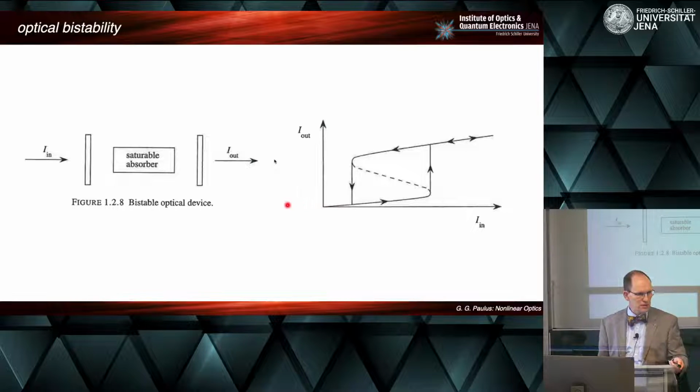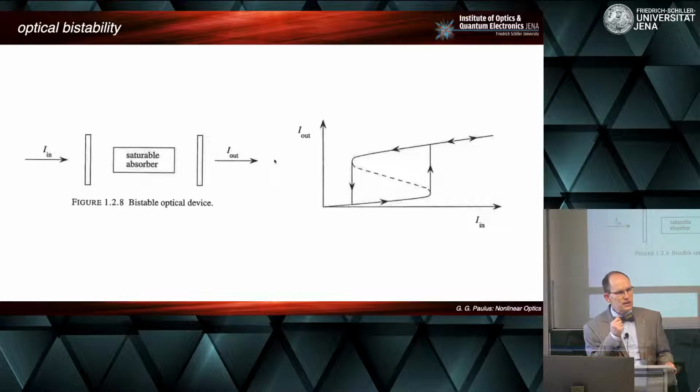So this is what you see here. If I increase the input intensity here, then the output intensity will only increase rather weakly. But now, as you increase the intensity, you start to bleach out this saturable absorber, right? And suddenly it becomes transparent. And therefore, the intensity here jumps up, right? And if you pump more light into it, then you get out even more, as you would expect.